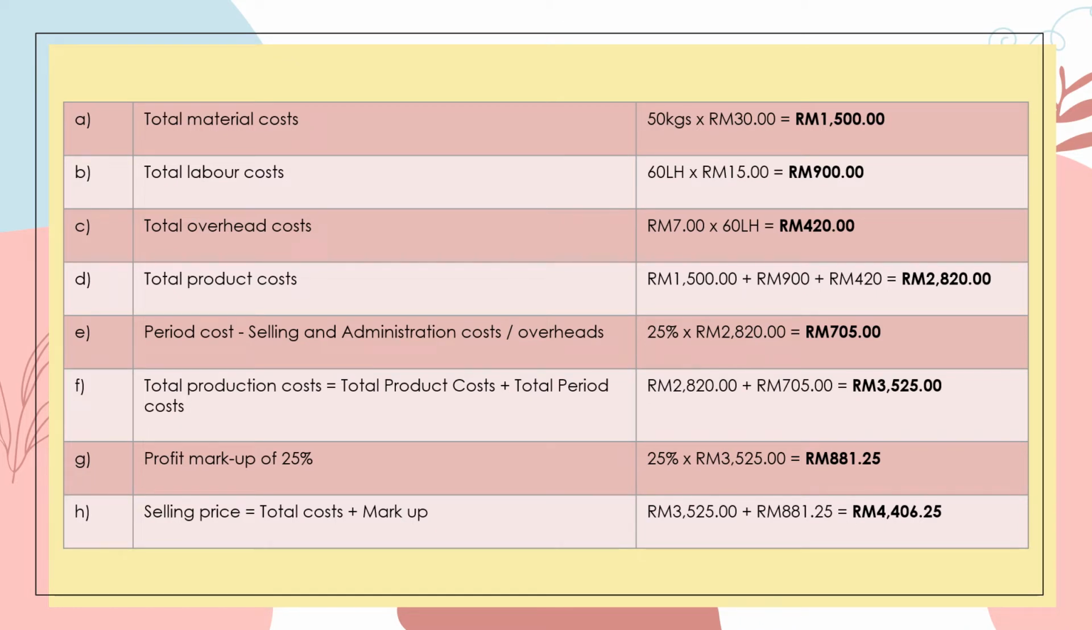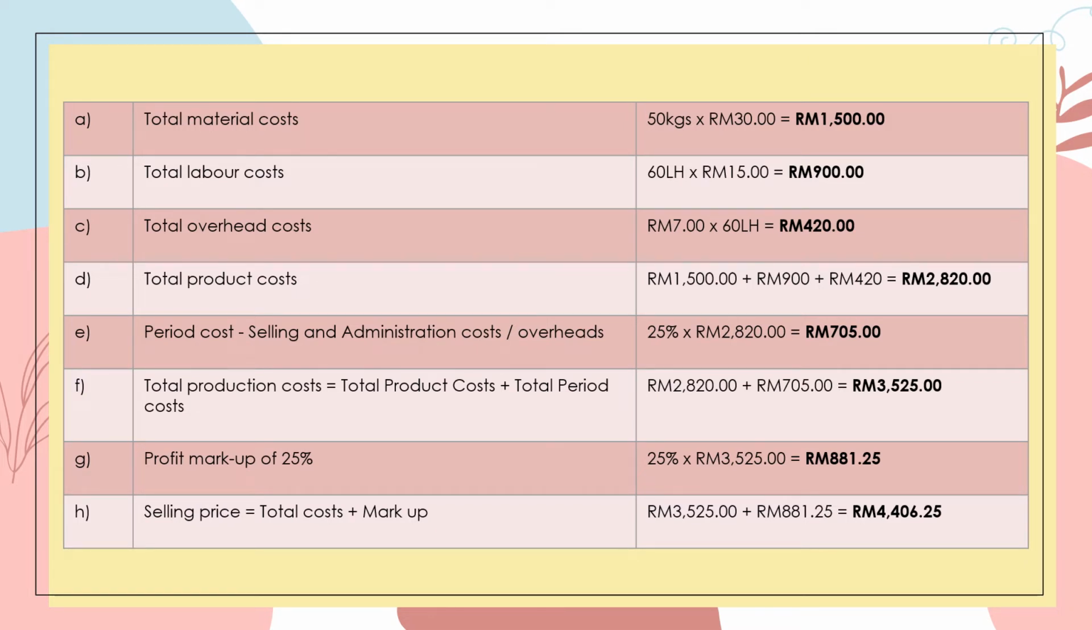E. The period cost. Selling and administration overhead of 25% is added to production cost to arrive at quoted price. The 25% times the total product cost RM2820 equals RM705.